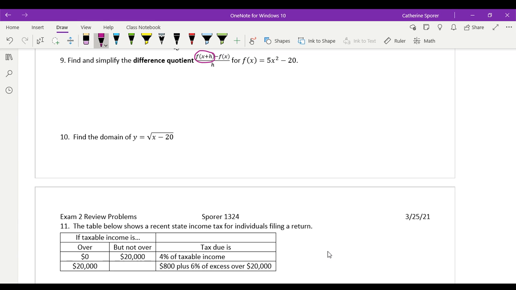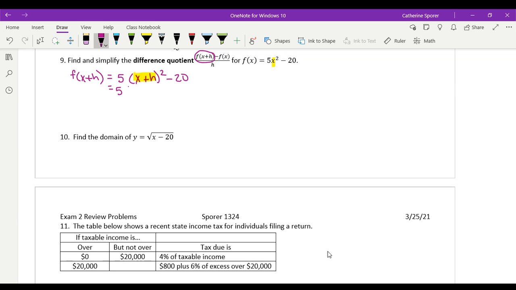So for that formula, f of x plus h, what we would do is rewrite it, but instead of x, we're going to write x plus h. So that would look like 5 times (x plus h) squared minus 20. Instead of 5x squared minus 20, we wrote x plus h. And then we want to simplify this.